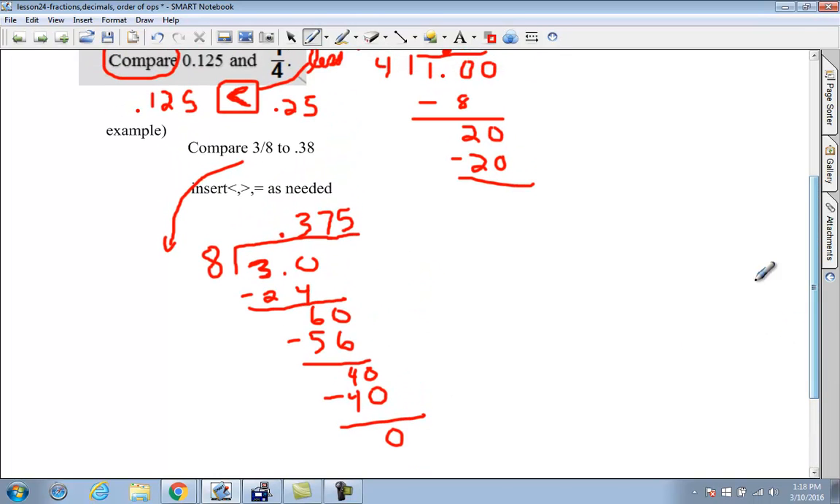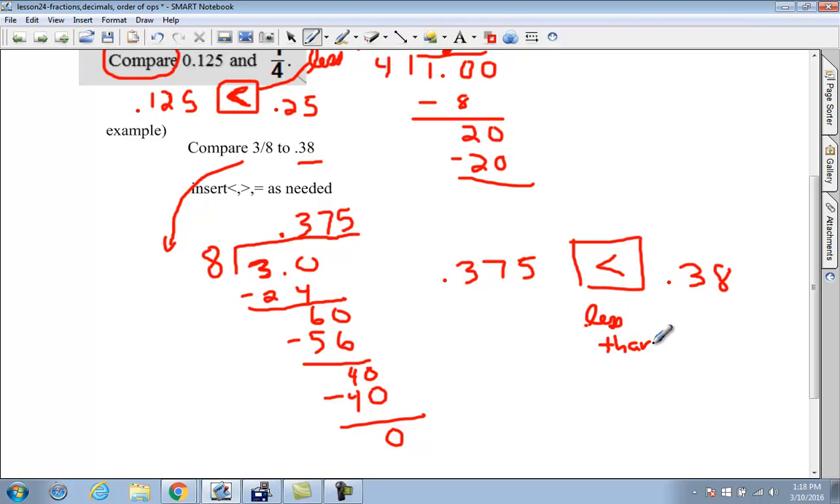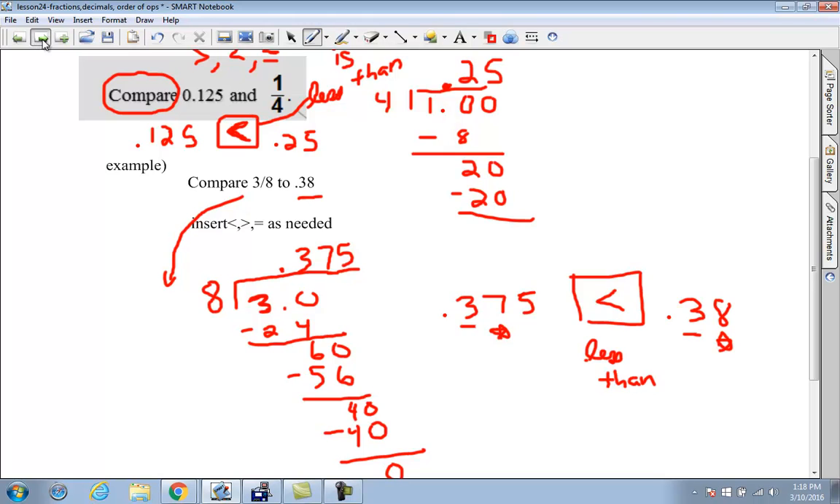So 0.375, so we really have 0.375 blank 0.38. I mean, you might say that rounded, that's close to 38 cents, which is true. It's close to 38 cents, but it's definitely less. 0.375 is less than 0.38. And if you're doing the digit by digit comparison, 3 matches with 3, but 7 is less than 8. So you need a less than symbol. All right, hope that helps. Let's see what we have on the next slide.